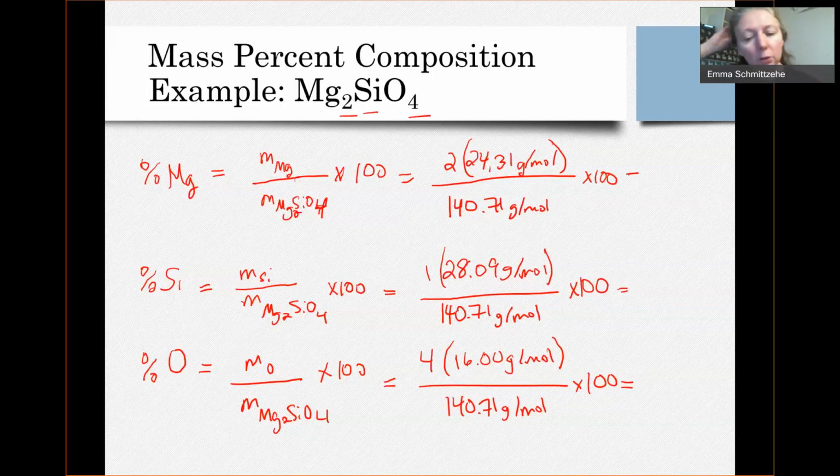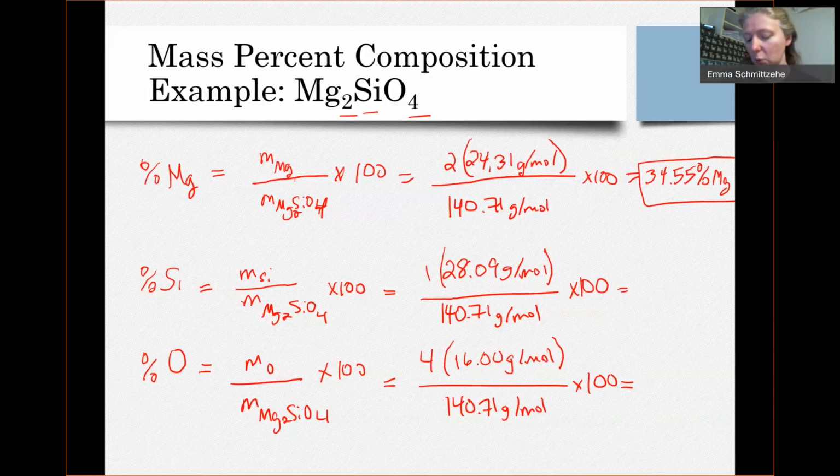Now I'm going to round all these to 4 sig figs since all my molar masses of the individual elements are 4 sig figs. And depending on how many sig figs you take from the periodic table would really determine your sig figs on this. But you should always keep at least 2 decimals from the periodic table. So your percentages should typically always come out in 4 sig figs or more. So we have 34.55% magnesium. So that's one of the percentages.